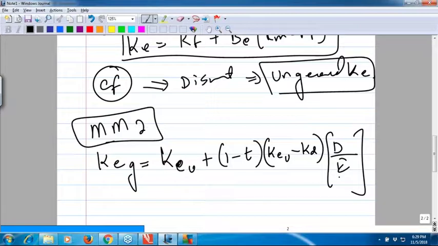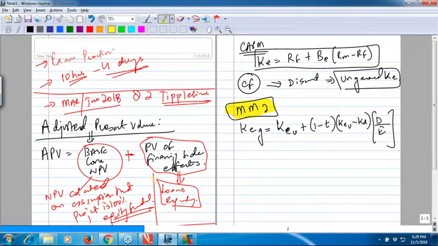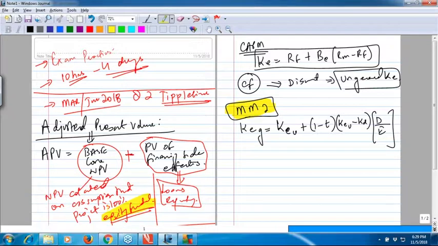So what is the formula for MM2? MM2's formula is cost of equity of the geared company is cost of equity of the ungeared company plus (1 minus t), bracket open, then cost of equity ungeared minus cost of debt, multiplied by debt upon equity's market value. Now, why exactly are we using the MM2 in this specific scenario? The reason is we need to calculate the base case NPV. And how do we calculate the base case NPV? We calculate the base case NPV on the assumption that the entity or the project is 100% equity funded. So when the project is 100% equity funded, that means you need to use the ungeared cost of equity.